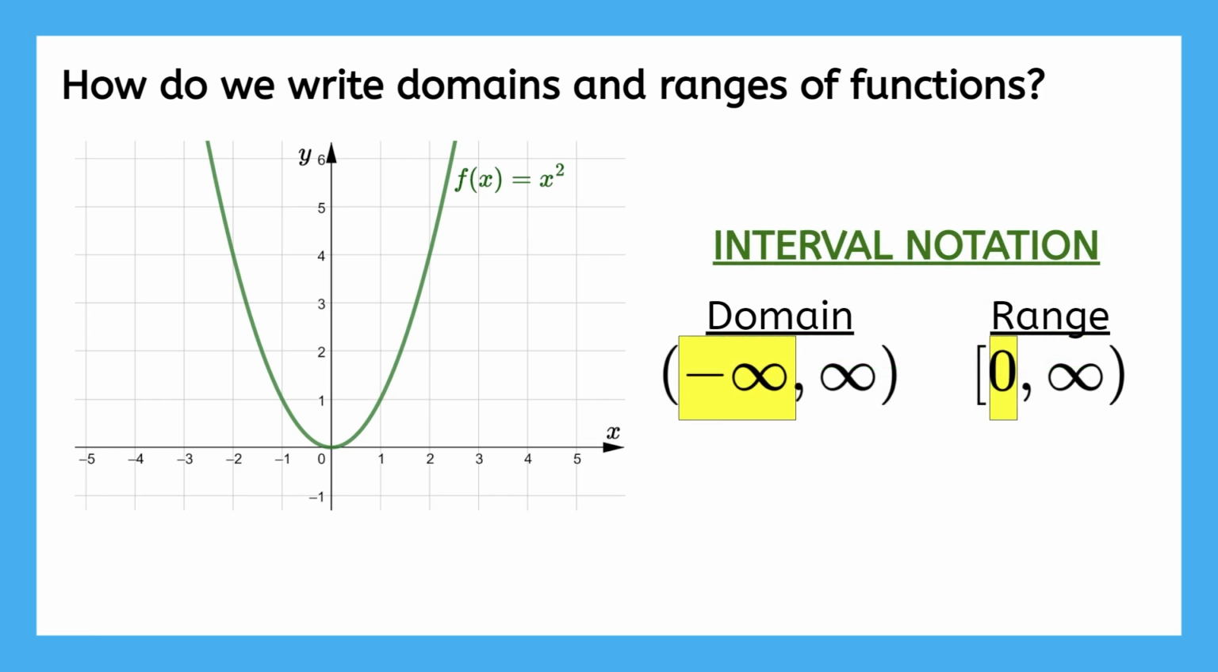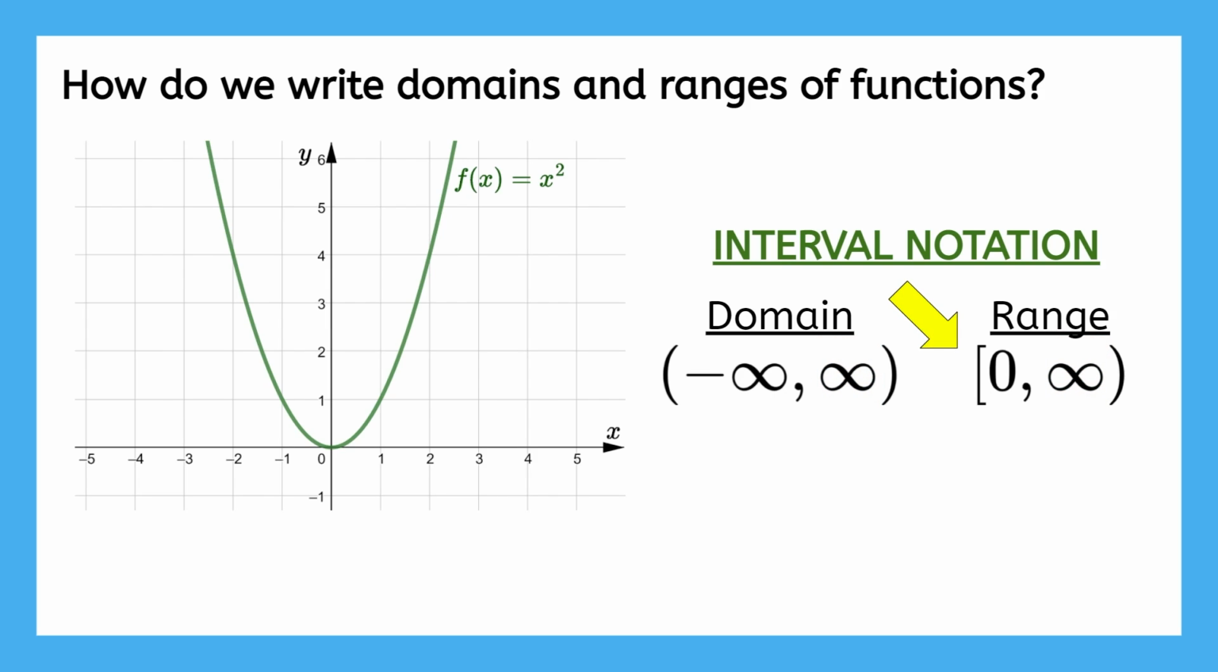The number on the left is the lowest possible value of the domain or range, and the number on the right is the highest possible value. When there is no lowest possible value, we'll write negative infinity, and we write positive infinity if there's no limit on how high we can go. Now, you may notice that one of the parentheses looks different, the one next to the 0. That's not a typo. It's actually super important.